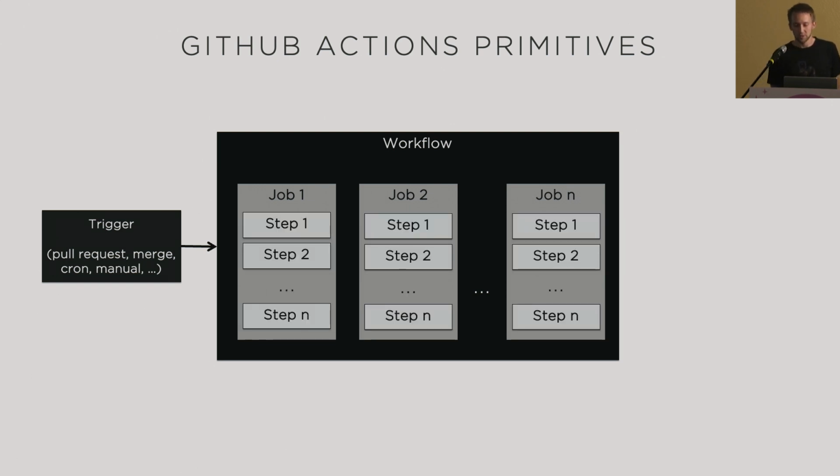Within a job, you have several sequential steps. A step is ultimately just executing a command. And if that command succeeds, so if it exits with code 0, then the step has succeeded. And if not, then the step fails and the job fails. So it's ultimately a shell command, but there are some nice abstractions on top of it, so you're not always literally running shell commands yourself.